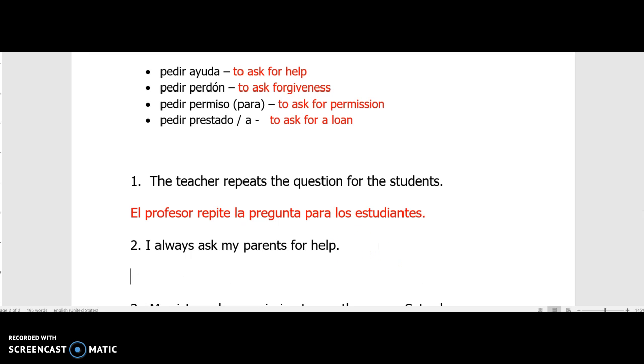Okay. So the next one is, I always ask my parents for help. I would be yo. Always. Siempre. Ask my parents for help. Okay. So we're going to ask for help. Pido ayuda. Who are we asking? My parents. Mis padres. But remember, guys, parents are people too. A mis padres. You have to have personal a. Yo siempre pido ayuda a mis padres. I always ask for help. And then my parents. So it's not exactly the same word order as it would be in English, but it works.